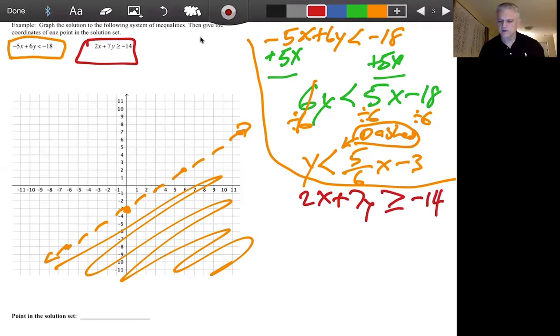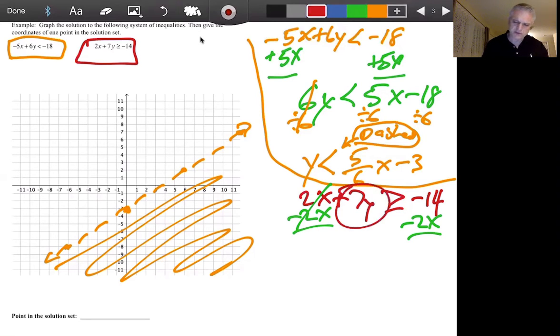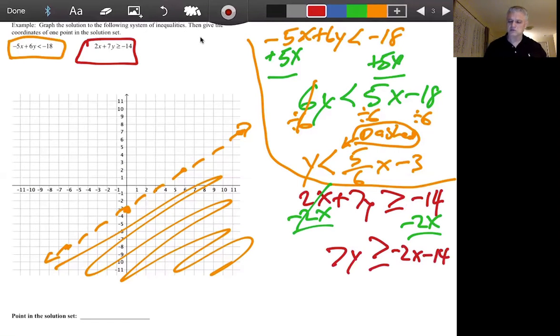A little better. Okay, so again, we're going to isolate the y term. We've got to cancel the 2y, so we're going to subtract the 2x. Okay, so we've got positive 7y. All we did is subtract, so we're going to keep our inequality. Negative 14 and minus 2x. I want to put the minus 2x first, so I can have mx plus b form. And then minus 14, or negative 14, goes there.